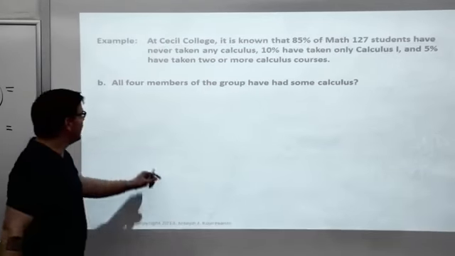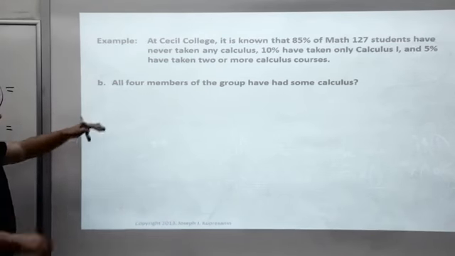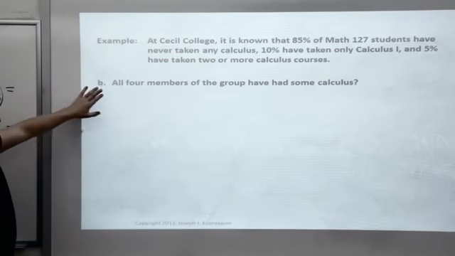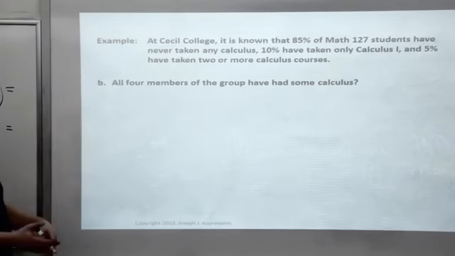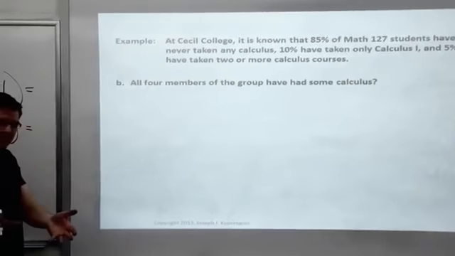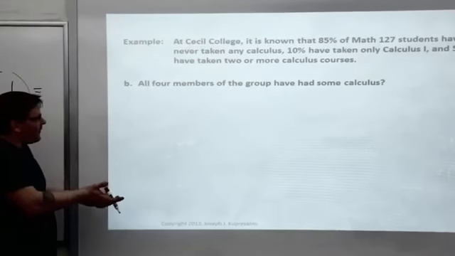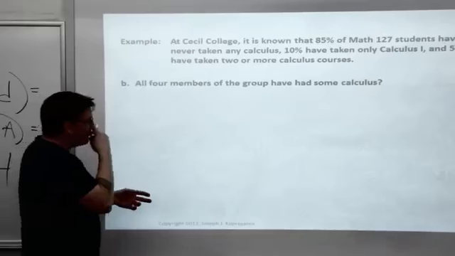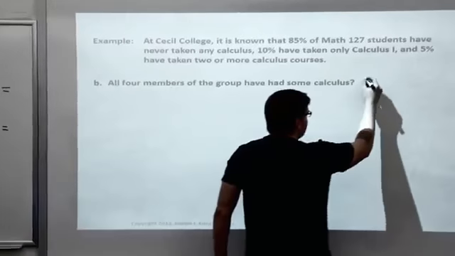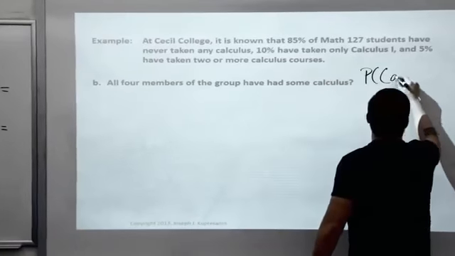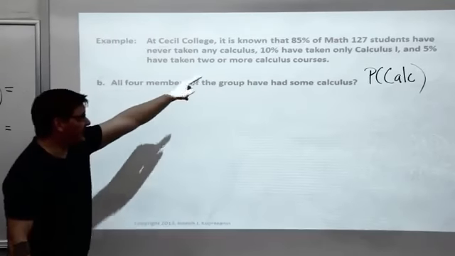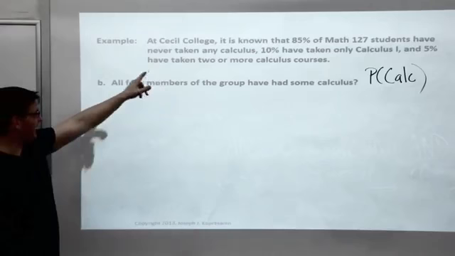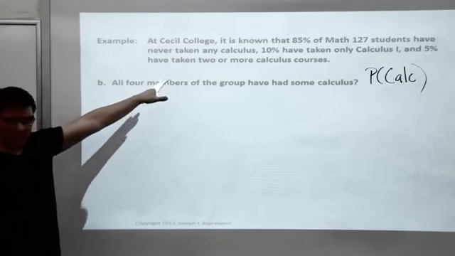Part B, let's see what we've got here. All four members, what's the probability that all four members of the group have had some calculus? First person has had some calculus, and the second person has had some calculus, and the third and the fourth. By the way, make sure you're answering the question, what's the probability that you've had calc? We do have to add the 10% people for Calc 1 and the 5% people for Calc 2 or more.